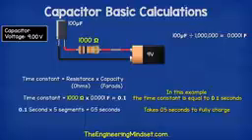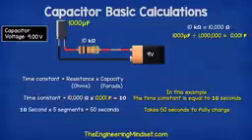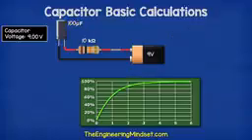If the resistor was just 1000 ohms, the time constant would be 0.1 seconds, so it would take 0.5 seconds to reach 9 volts. If the capacitor was 1000 microfarads, it would take 50 seconds in total. Coming back to our original circuit, we can therefore calculate the voltage level at each time constant.